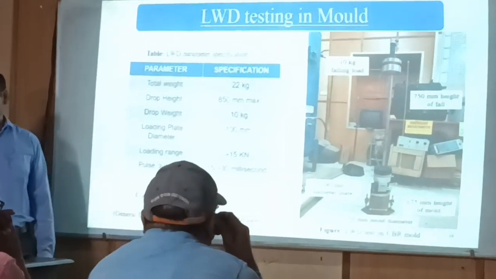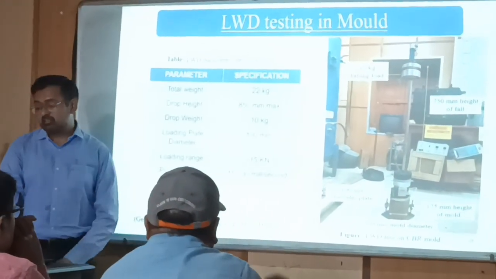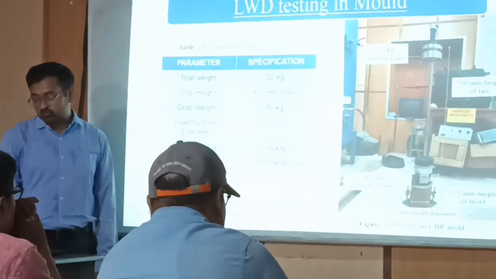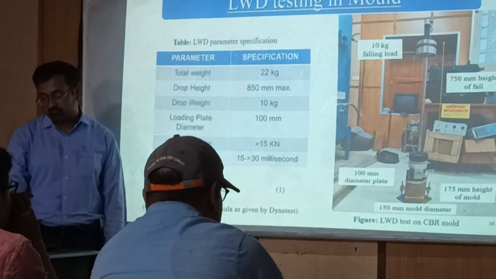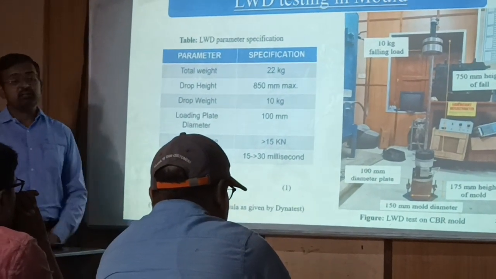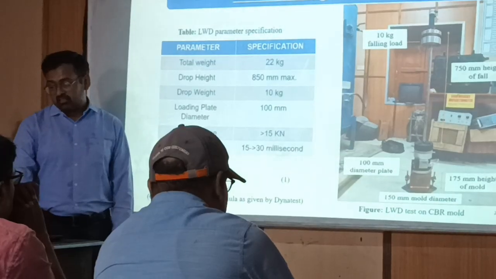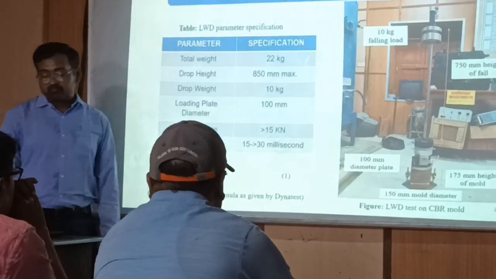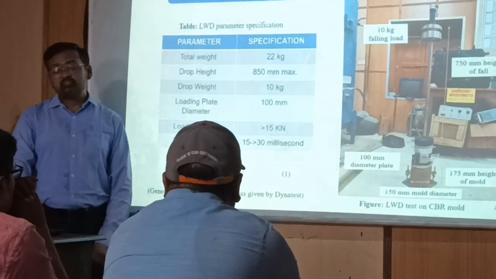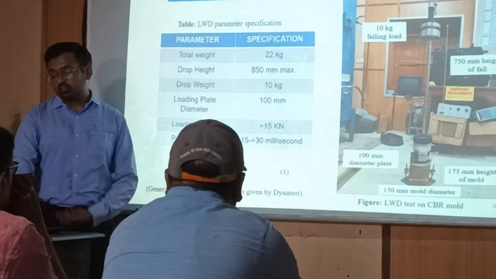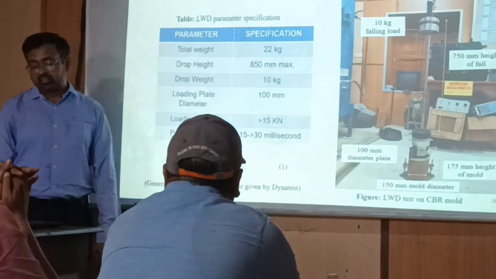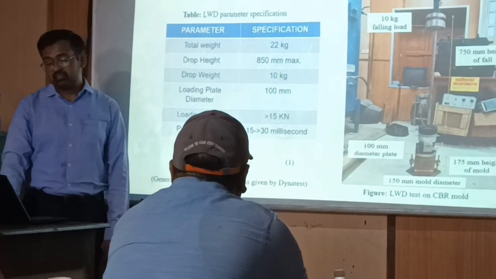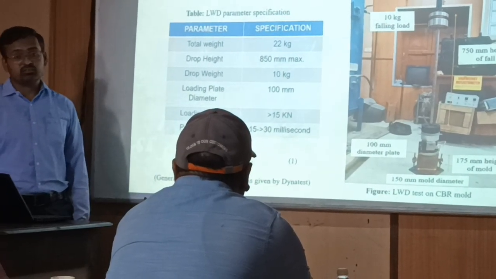This is LWD testing in mold. Here we conduct the test on the compacted soil in the CBR mold using a 100 mm plate diameter. The basic formula that LWD uses is this one, the first equation. It gives the general equation for LWD testing of material, where K is the plate factor, mu is Poisson's ratio, sigma is stress, R is radius, and delta is the deflection caused due to the falling load.